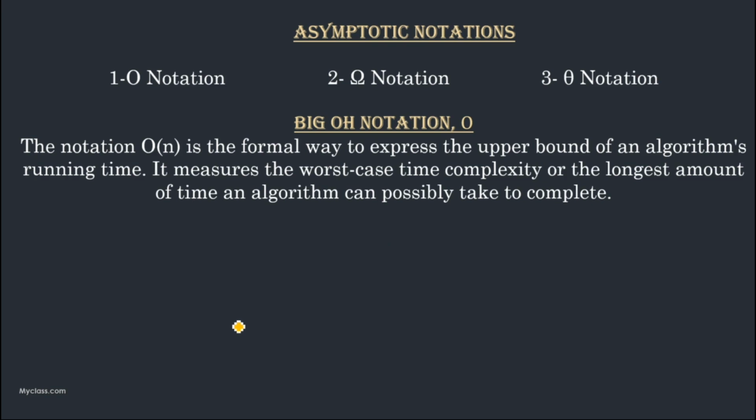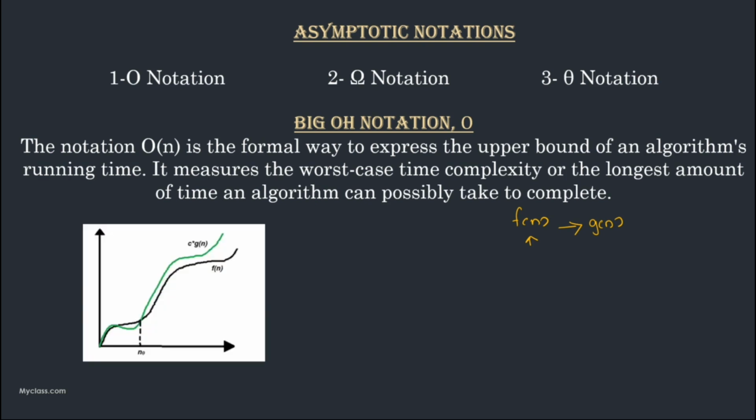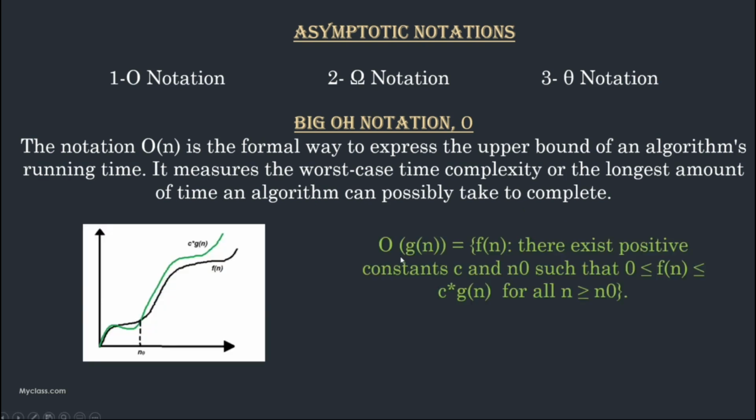Let's take f of n as our example. We can express the running time of an algorithm in terms of a mathematical function, that is f of n. In the big O notation case, we have to find a g of n and we can bound the f of n by the g of n function. Let's check. We can say f of n equals big O of g of n if there exist positive constants c and n0 such that 0 is less than or equal to f of n, which is less than or equal to c into g of n, for all n greater than or equal to n0.